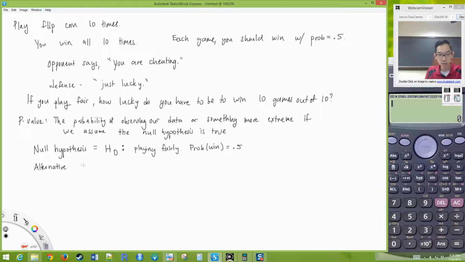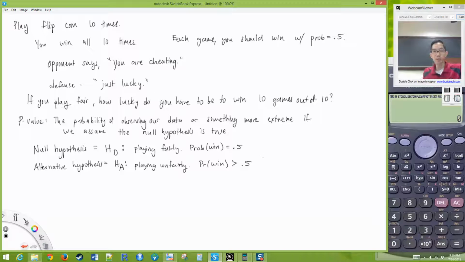The alternative hypothesis, if the null hypothesis is not true, we have something called an alternative hypothesis. And that is written HA, and that is we are playing unfairly. And this would be the probability of a win is not 0.5 and most likely greater than 0.5.